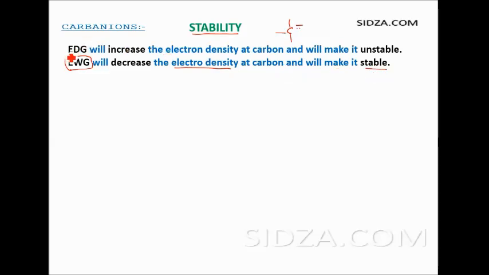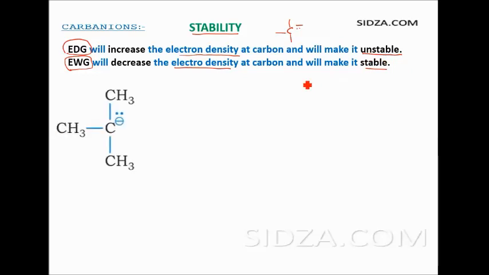But if you attach electron donating groups, or you can say electron releasing groups, a group which can donate electrons to the carbon, to the carbanion, that will increase the electron density. The electron density will increase at the carbon and it will make it unstable.